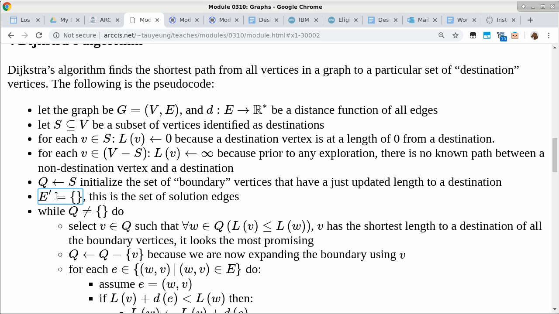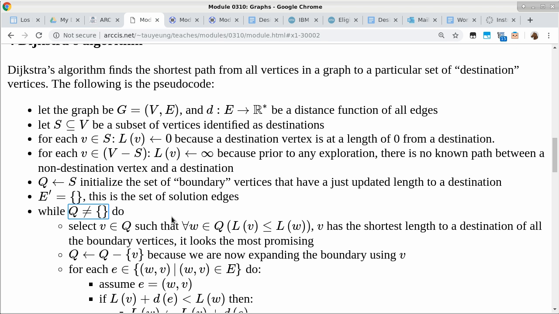The next line initializes E prime to be an empty set. This is the set of what I call solution edges. In other words, at the end of this entire algorithm, E prime is going to contain the edges representing components of paths to, in this case, bathrooms. E prime is going to be constructed as we run the algorithm, but initially it is empty, because until we explore the map, we cannot do anything.